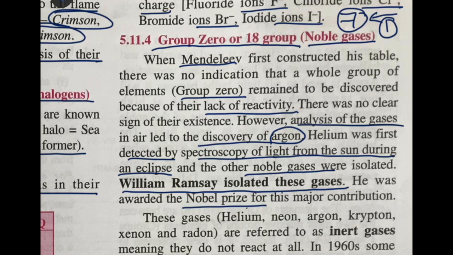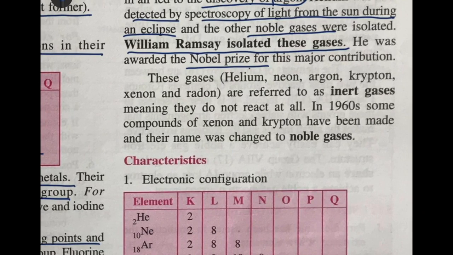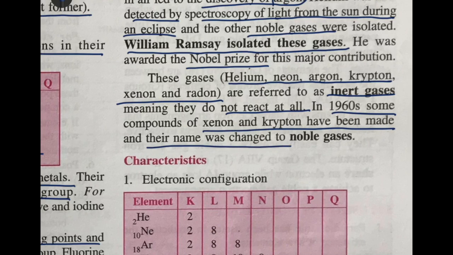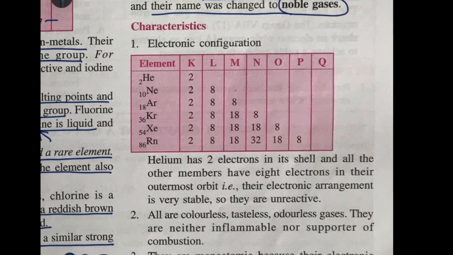Of course, you don't have to go into the detail of all these. Now, the noble gases, helium, neon, argon, krypton, xenon, and radon, are known as inert gases, means they do not react at all. Why? Because the outermost orbit is completely filled, either duplet, only helium is duplet, and the remaining are all octet. In the 1960s, some compounds of xenon and krypton were made and their name was changed to noble gases. Noble means they do not mix with any other elements or compounds.